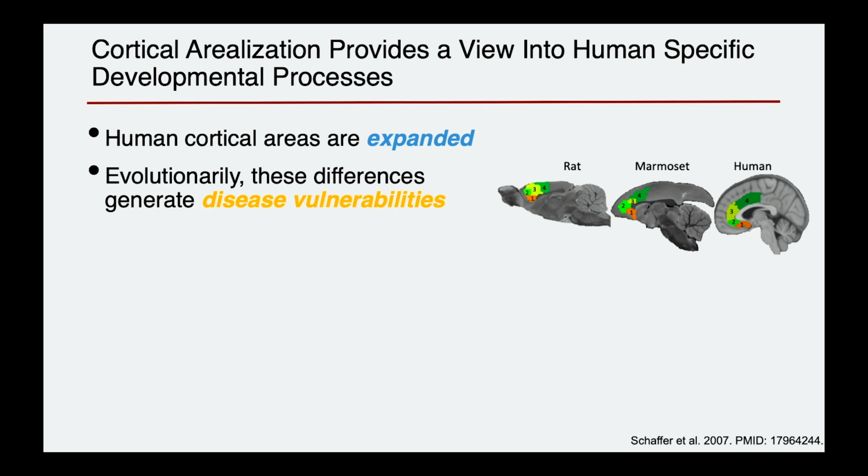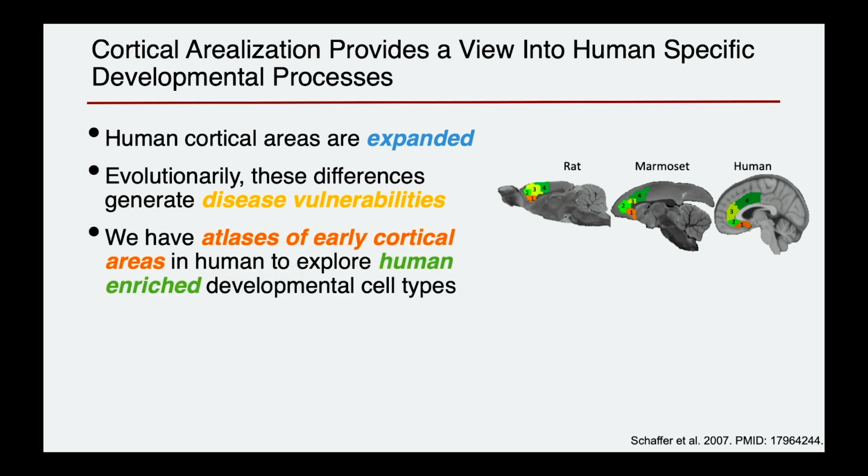And evolutionarily, these differences have really generated disease vulnerabilities. So the more that we understand how these areas emerge, the more we can understand how these vulnerabilities to neurodevelopmental or neuropsychiatric disorders emerge. Additionally, we have and are continuing to generate atlases of early cortical development that allow us to explore in human samples human-enriched developmental cell types.